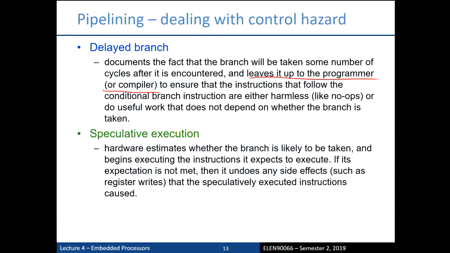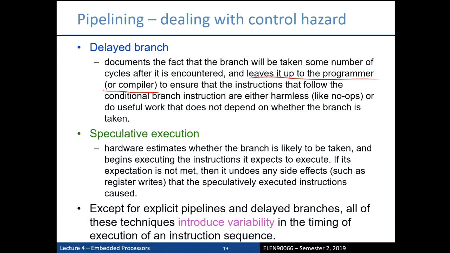Downside is, if you're wrong, if you speculate, you're guessing. If you're wrong, you have to undo any of the changes that happened with those subsequent instructions. So you go backwards with that. So that's also a technique we use in embedded systems to deal with pipeline problems. But the problem is, except for those no operations and the delayed branches, which can be no ops as well, all of these techniques introduce variability in the timing and execution.